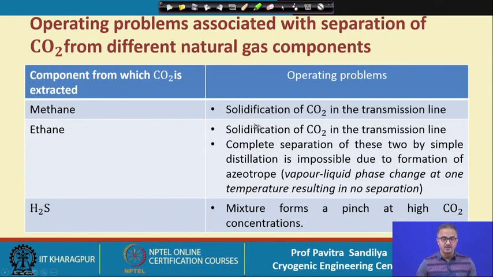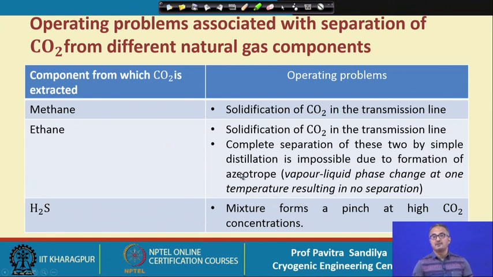And here we have the operating problems with methane, that methane may result in solidification of carbon dioxide in the transmission line. So, that means if the carbon dioxide solidifies, then it will choke the flow. Then for ethane also the same thing happens, carbon dioxide can get solidified, and complete separation of these two by simple distillation may not be possible because it forms azeotrope. Azeotrope means we have vapor liquid phase change at a single temperature.